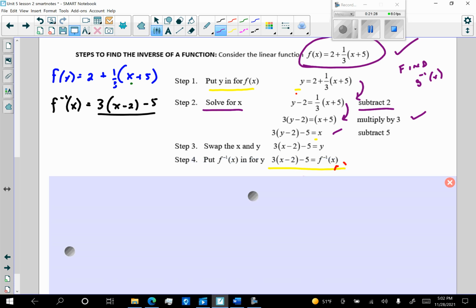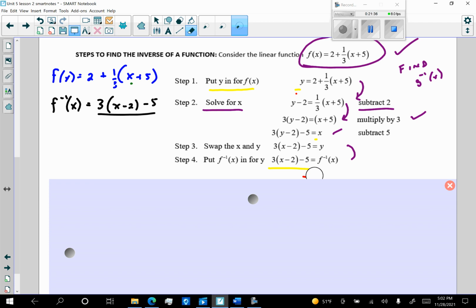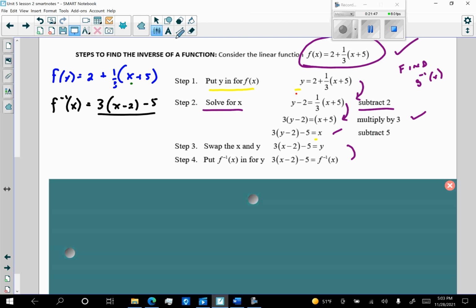The next thing I'm going to do is put f inverse in for y. So right here, I'm going to put f inverse in for y, and guess what? I have found the inverse. So the inverse is 3 times the quantity x minus 2, minus 5. That's the inverse. If I have a function, I have by these 4 steps found the inverse analytically.